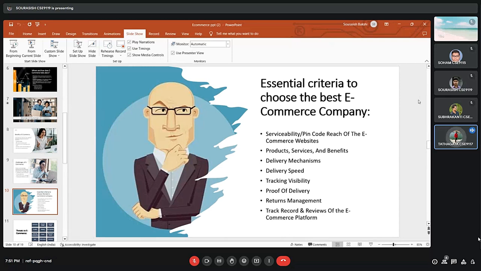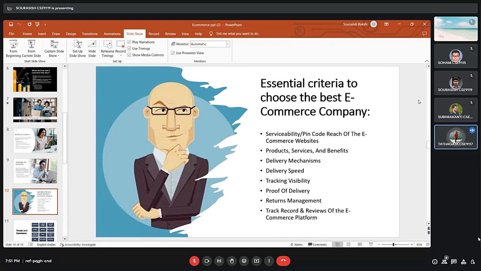Next comes the delivery speed. An e-commerce company with fast track deliveries guarantees customer happiness and fewer cancellations. Now the next point is tracking visibility. The e-commerce company which provides real-time order tracking with automatic regular updates is more reliable from the point of view of customers. And then the proof of delivery is also a factor.